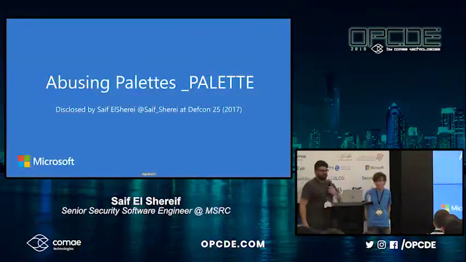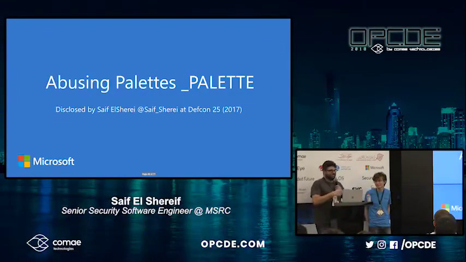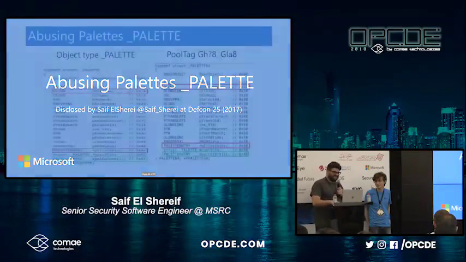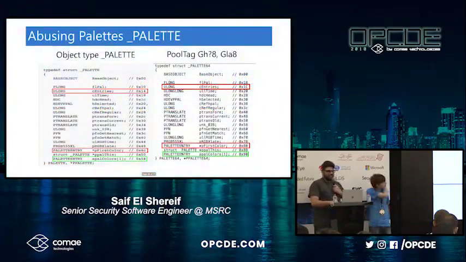Which brings us to the palette objects. Palette objects were disclosed by me at DEF CON last year, which was interesting. When I worked for Microsoft, I realized that there are many people who knew about this technique before, but yeah. So same again, palette objects are allocated in memory. Palettes are the color palettes for anything really. You can allocate it programmatically and it will have a series of arrays and buffers.